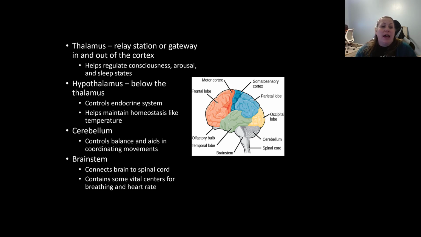Below the thalamus is the hypothalamus. The hypothalamus controls your endocrine system. It works with your endocrine system, and it also helps maintain a lot of your homeostasis in your temperature.